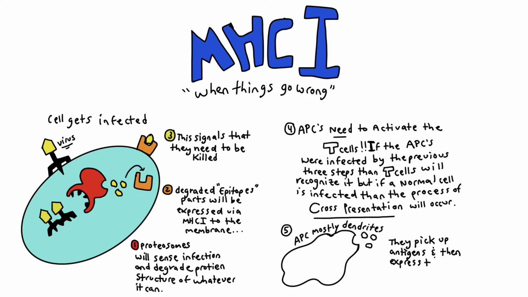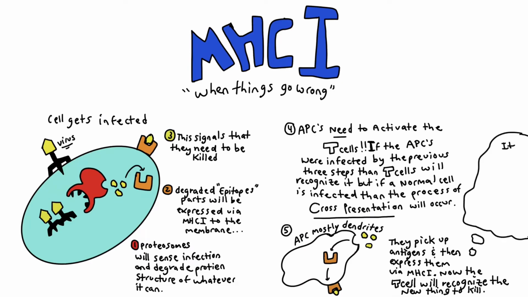So what happens is there's some free-floating antigens, and the dendrite is going to scoop that up and use an MHC1 to then express the epitope to the cell membrane, and now the T cell can recognize it. Once the T cell has recognized it, then it can go back. Now all the cells that have that epitope can be detected and killed. The end.